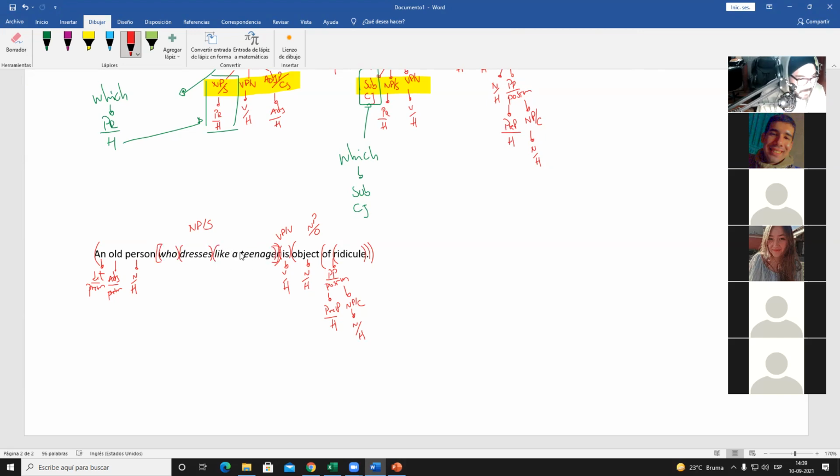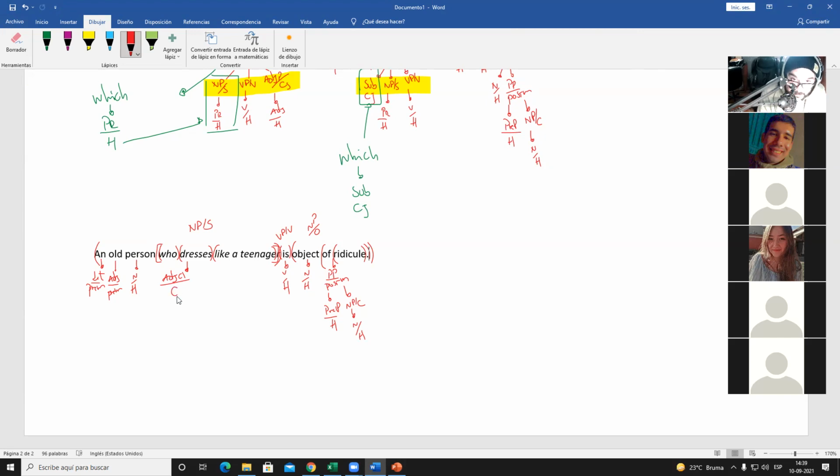Creo que es una prepositional phrase. Like es una preposición, creo. No estoy seguro. Hay que buscar un diccionario. Adjective clause. Pero, ¿la puedo borrar o no? An old person who dresses like a teenager is object of ridicule. Ya, ahí está puesta. Ahora la voy a borrar. An old person is object of ridicule. No, pues no se puede borrar porque cambia el significado completamente. Por lo tanto, es obligatoria. Por lo tanto, es un complement.